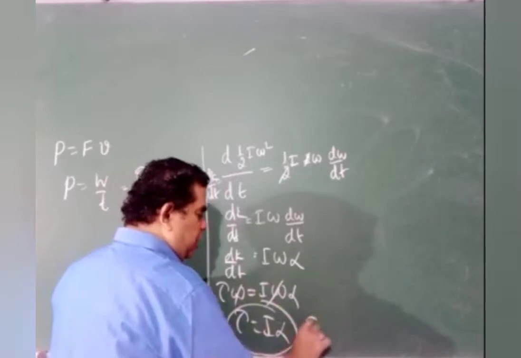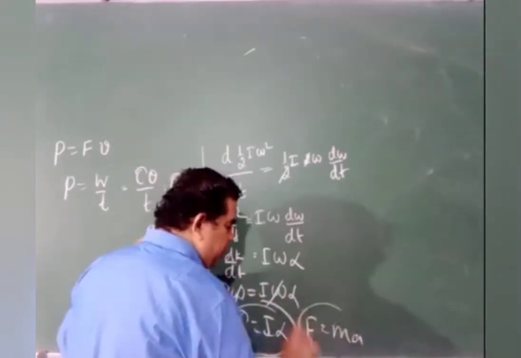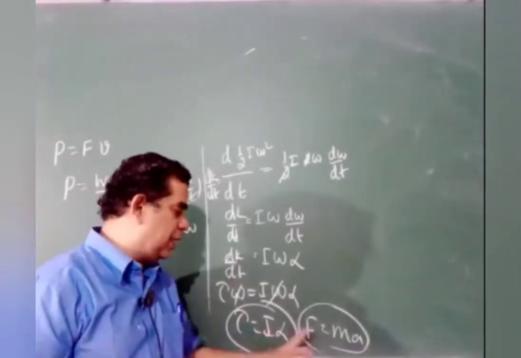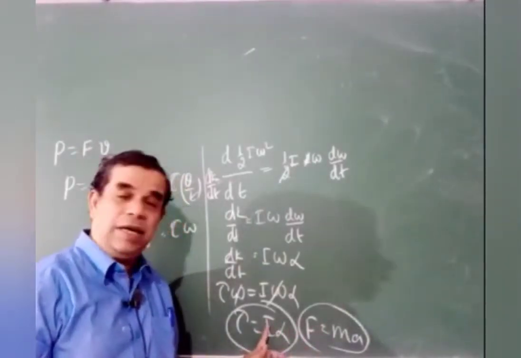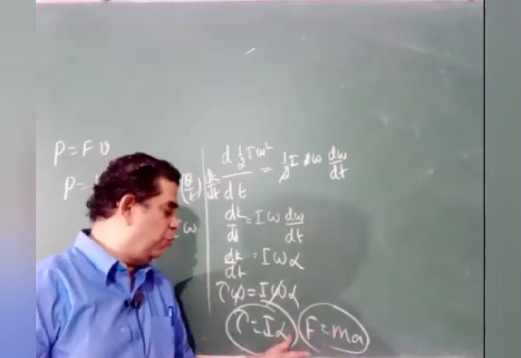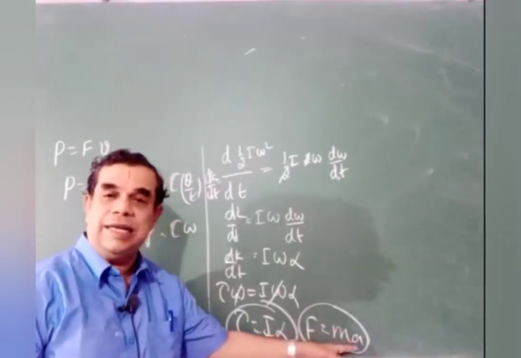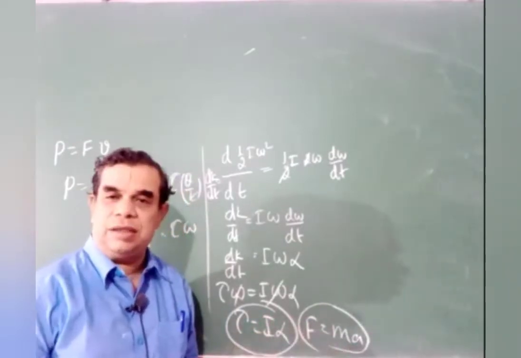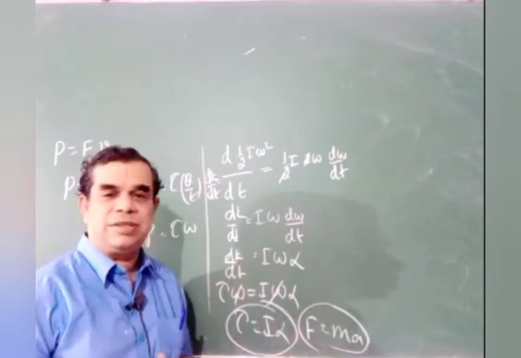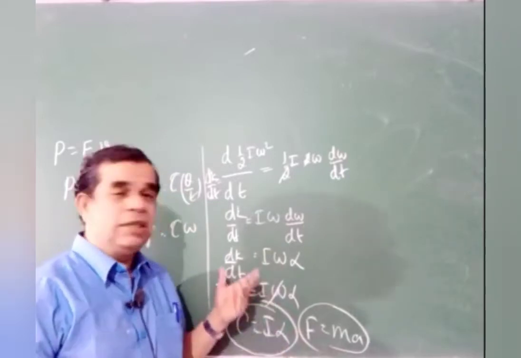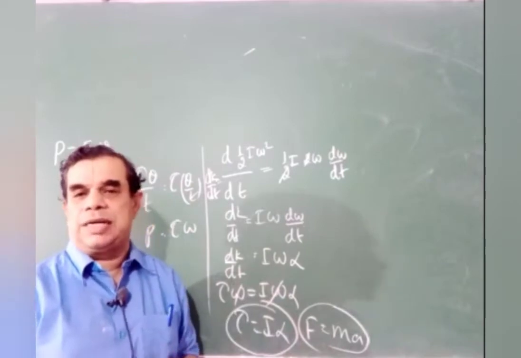equals I omega alpha. Cancel that, tau equals I alpha. This is equivalent to F equals M into A in linear motion. Is that right? Because I stands for moment of inertia, and mass is a measure of inertia in linear motion. Alpha is angular acceleration, a is linear acceleration. Very similar relation. Tau equals I alpha we got. Very simple derivations.